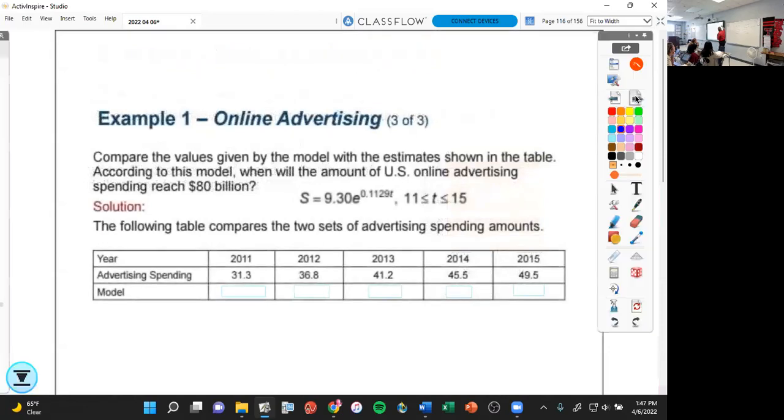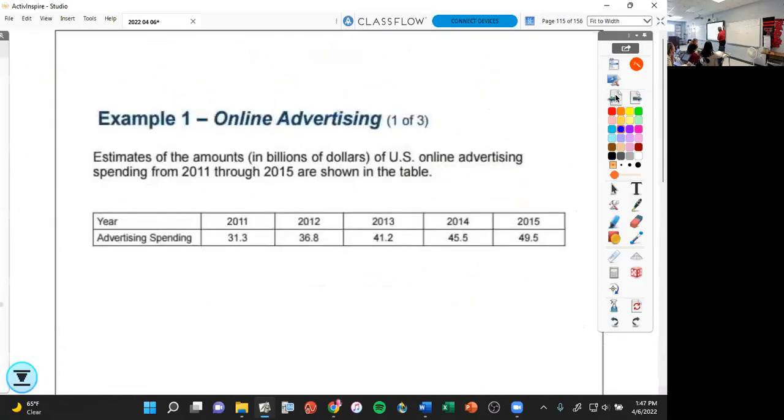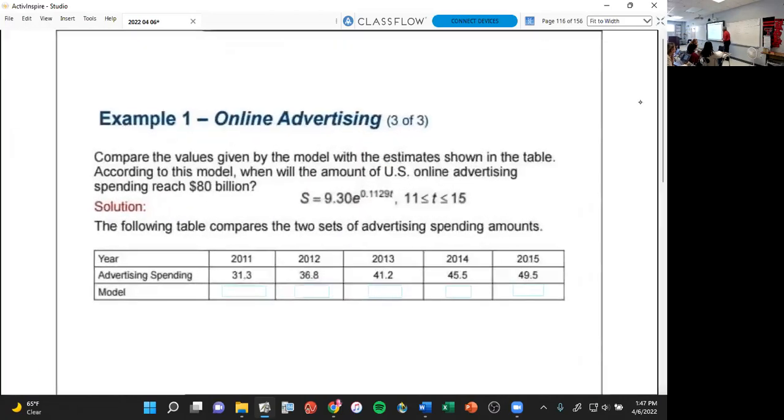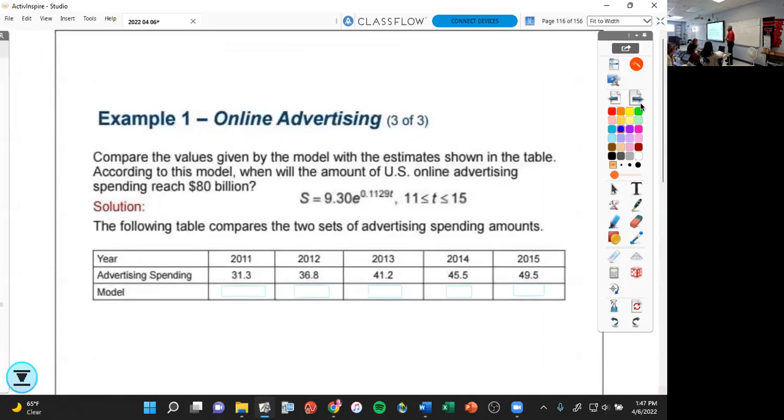Oops. Need to slide down. We already did. So that equation is a model generated based on the data. Okay, it's just a model. I'm curious to see how close that model is if we plug the numbers in. So that's what we're about to do.